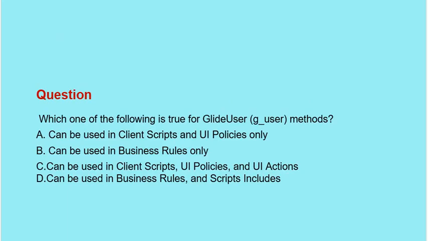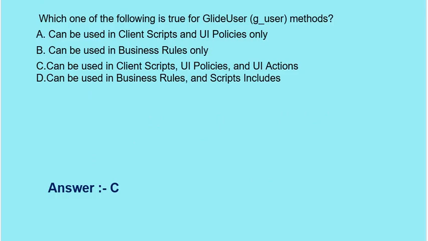Question is which one of the following is true for glide user within bracket g_user methods? Option A can be used in client scripts and UI policies only. Option B can be used in business rules only. Option C can be used in client scripts, UI policies and UI actions. Option D can be used in business rules and script includes. Correct answer is option C.